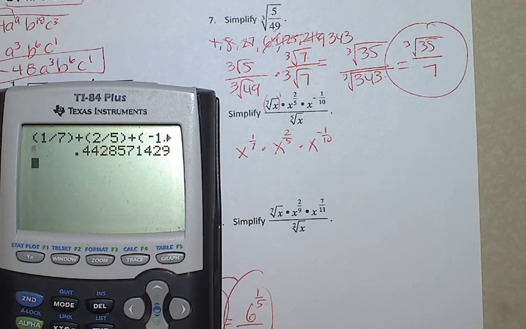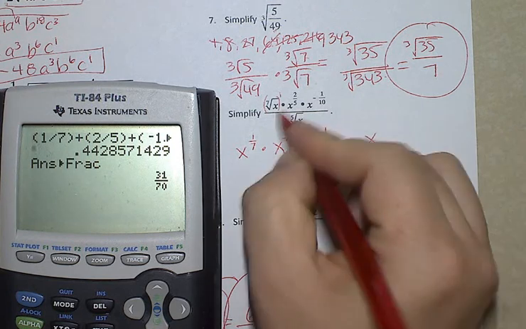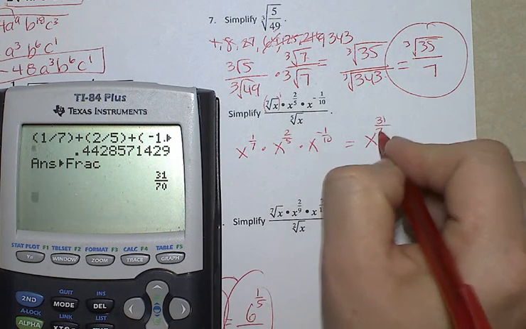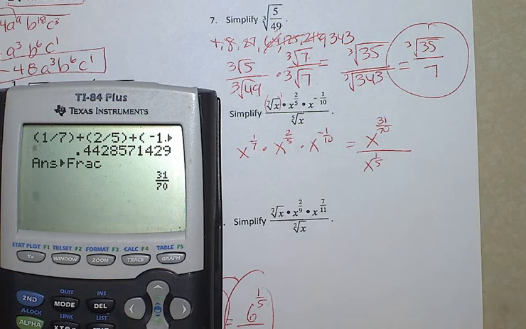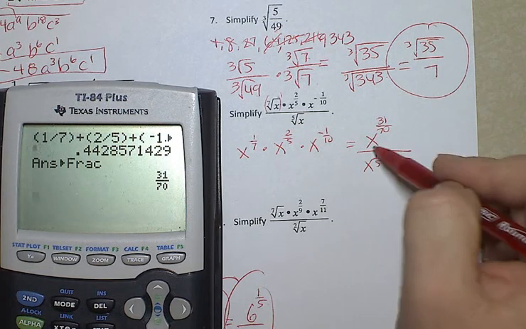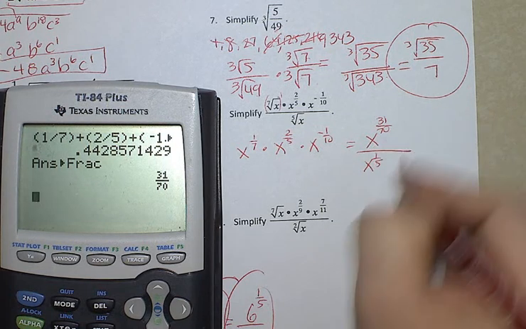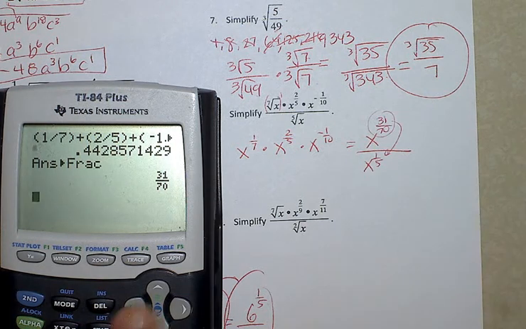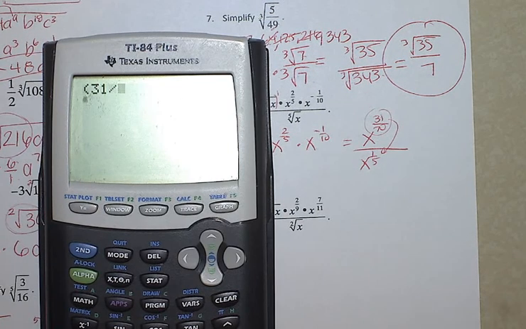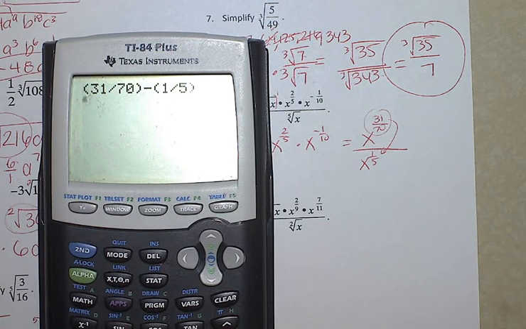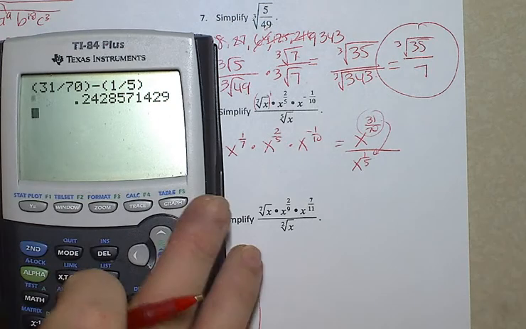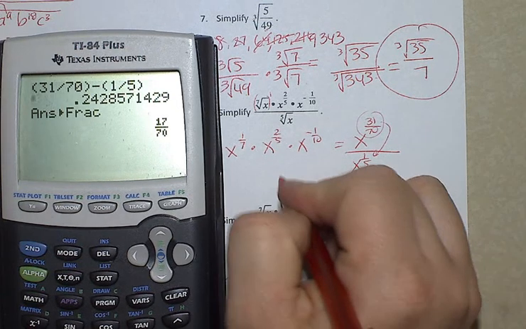And I get an ugly decimal. Let's turn it back into a fraction. That means that the numerator is equivalent to x to the 31 over 70. Now on the bottom I have x to the 1/5. This is in radical form. This is in rational exponent form. When you are dividing and you have the same base, we're going to subtract the exponents. Top, subtract bottom. So at this time, we're going to go 31 divided by 70, subtract 1 divided by 5. We'll let the calculator do all of the hard work, and we'll put it back into a fraction to end up with x to the 17 over 70.